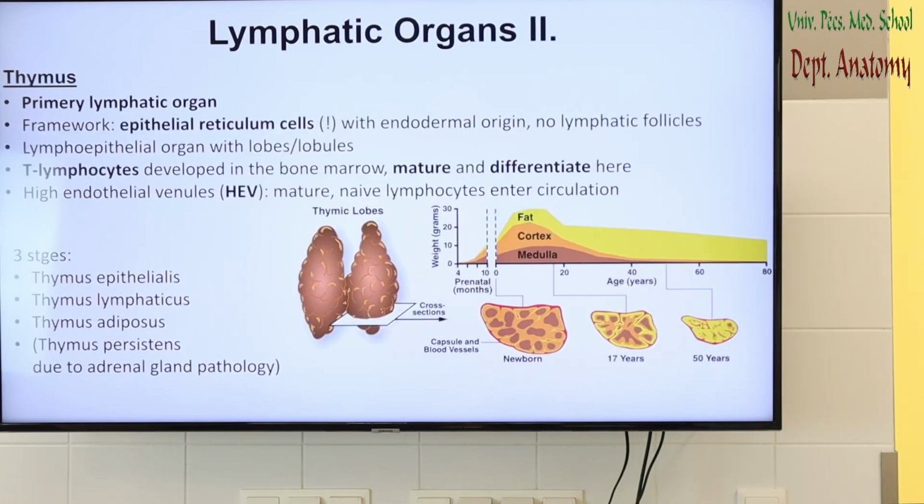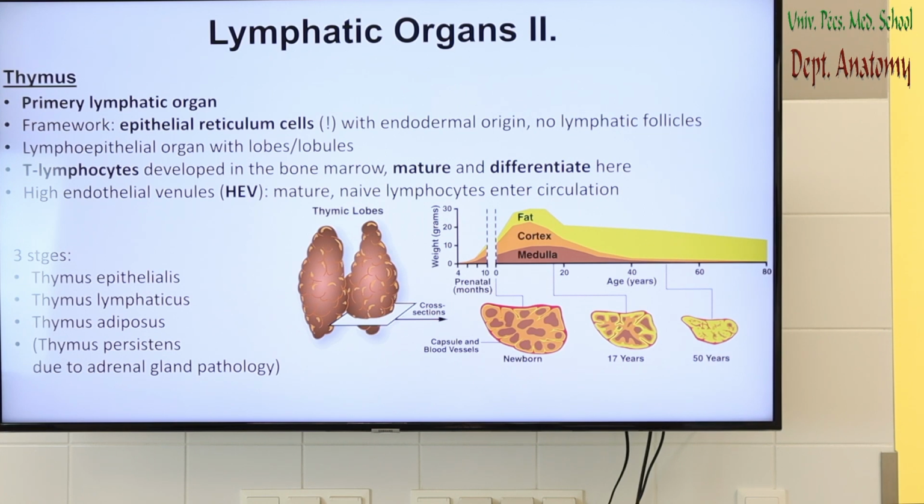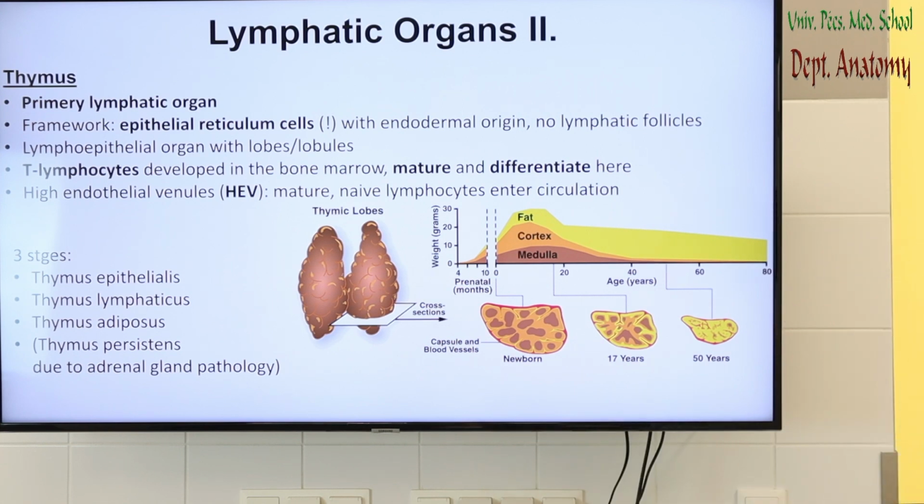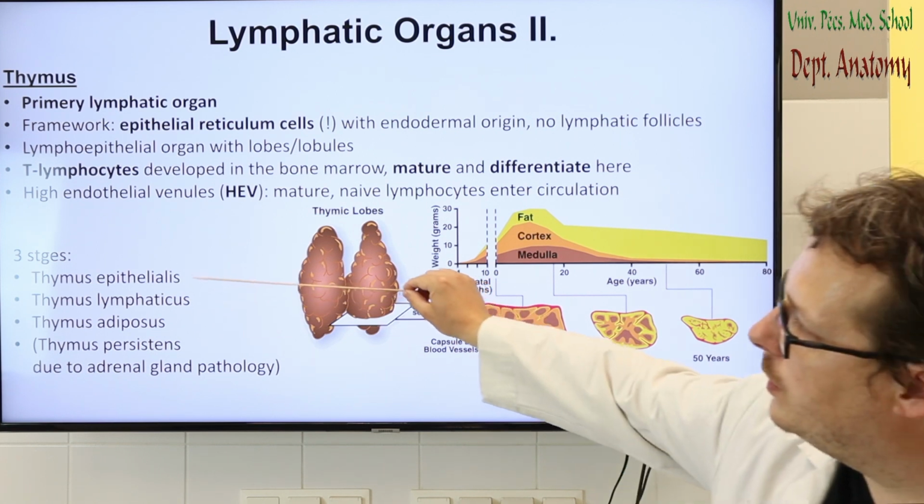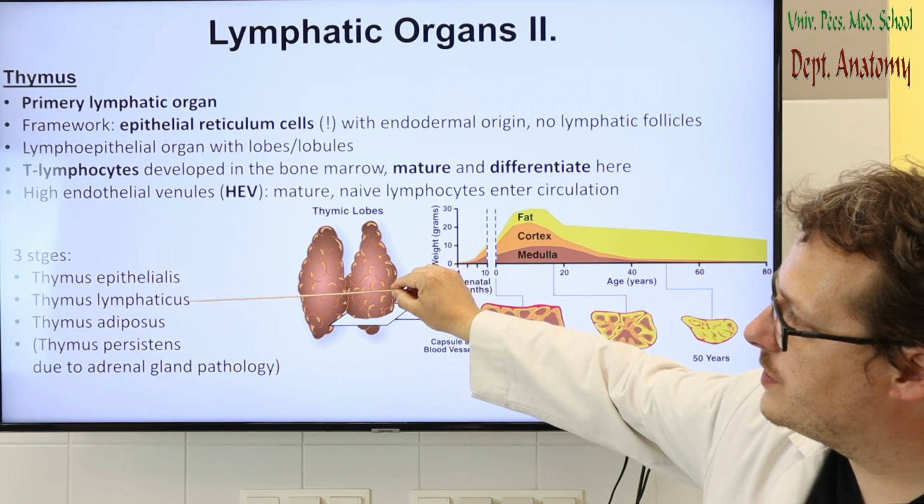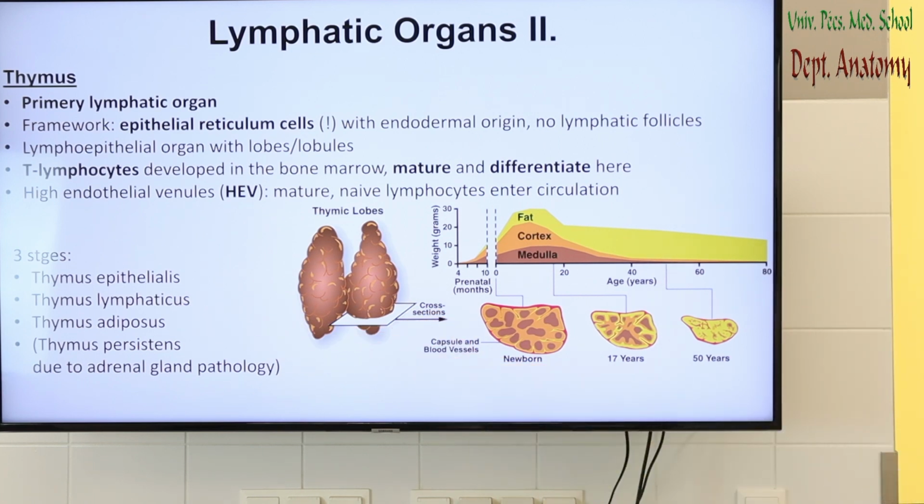The second primary lymphatic organ is the so-called thymus. The thymus is sort of an exception among the primary lymphatic organs, since the basic framework is not reticular connective tissue but epithelial reticular tissue. What does that mean? At the very beginning of its development, the thymus has no lymphatic cells, being composed only of epithelial cells, so that's why we call it the thymus epithelialis. Eventually, when the lymphatic cells migrate into the thymus, it becomes the lymphatic thymus, or thymus lymphaticus.